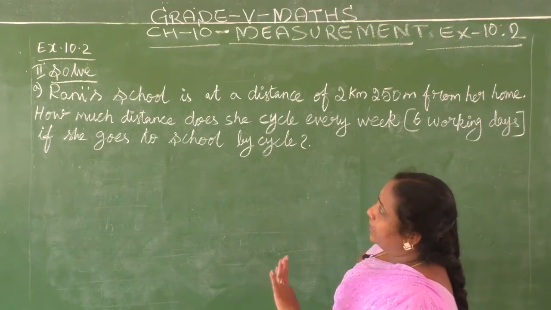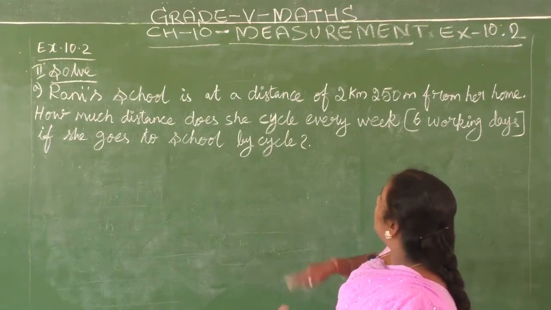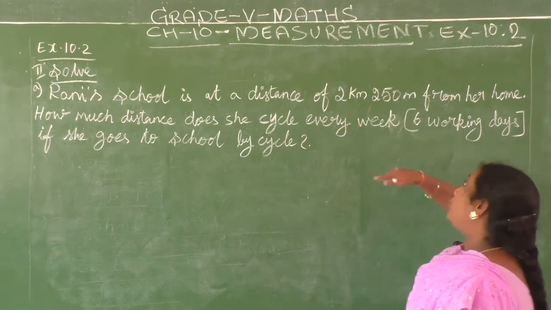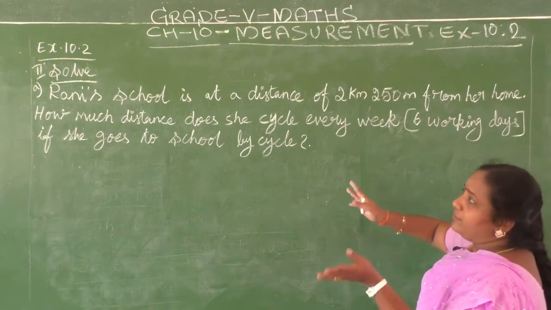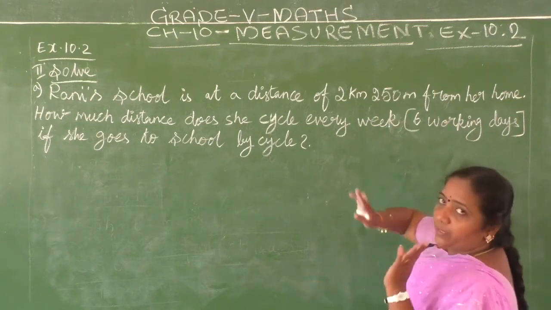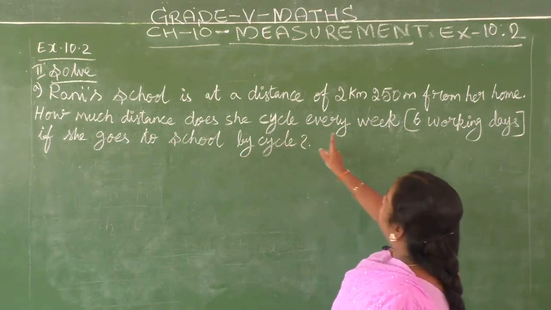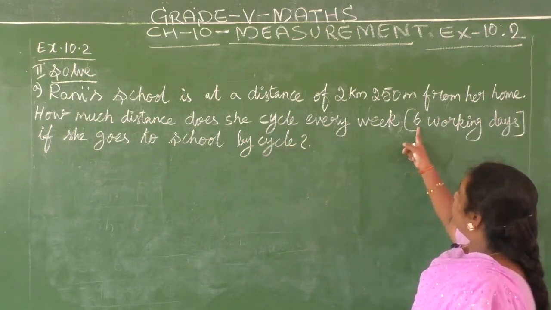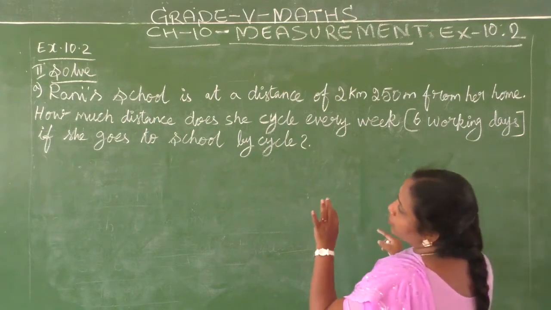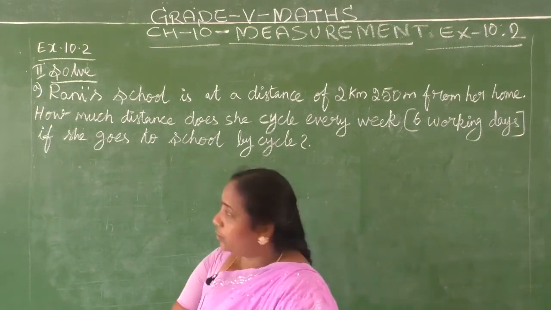One girl is there, Rani. Rani's school is at a distance of 2 kilometer 250 meter from her home. First we have to write the distance between school and home. How much distance does she cycle every week? Number of working days in a week, 6 days. If she goes to school by cycle, we can work out this sum.